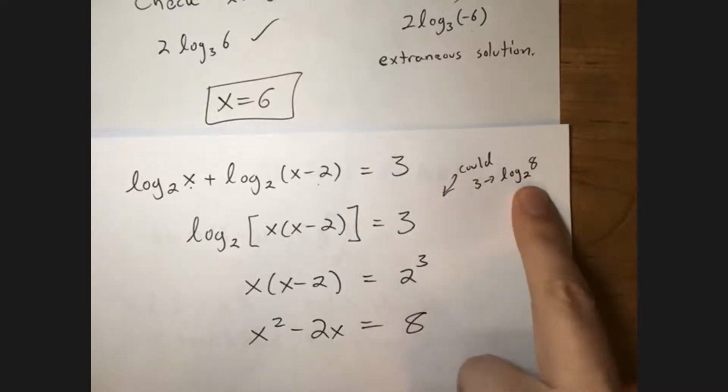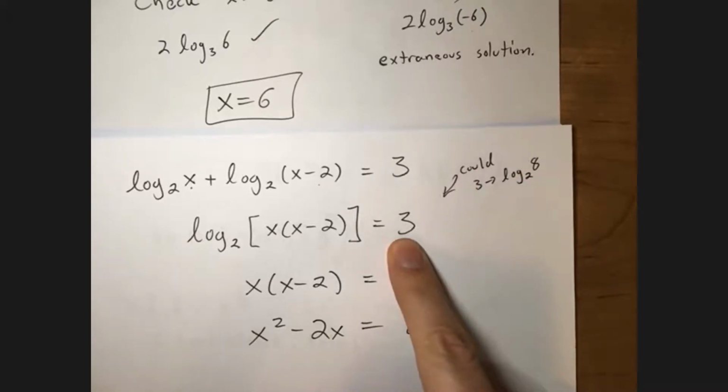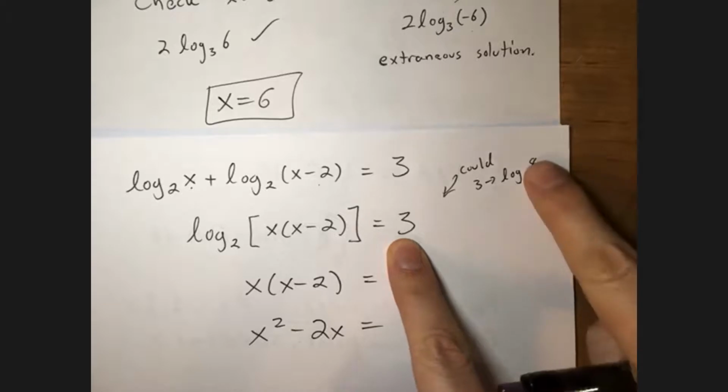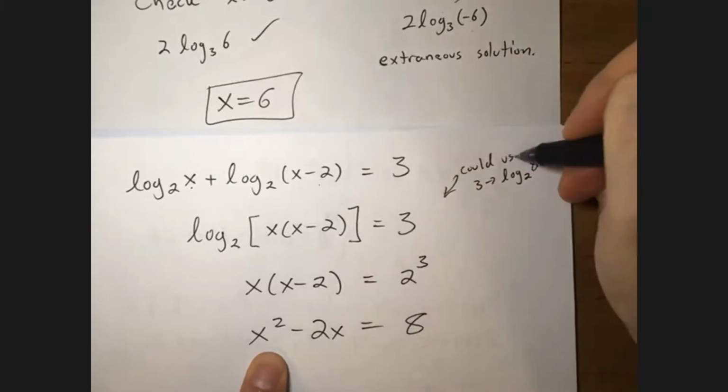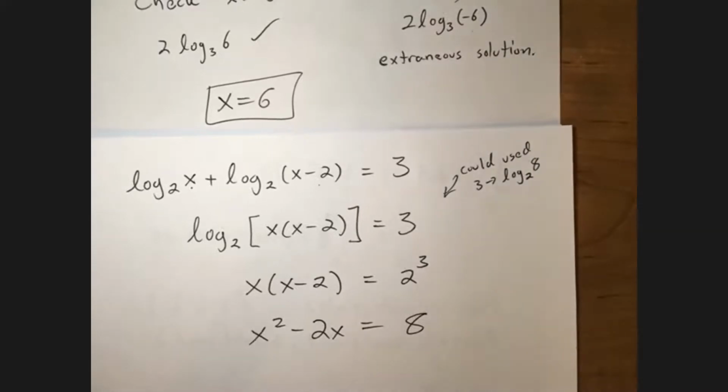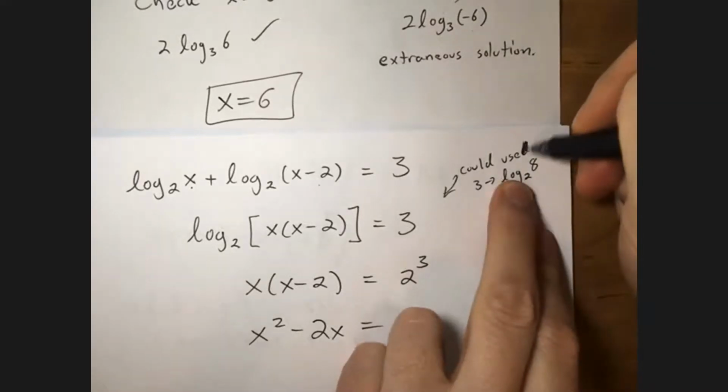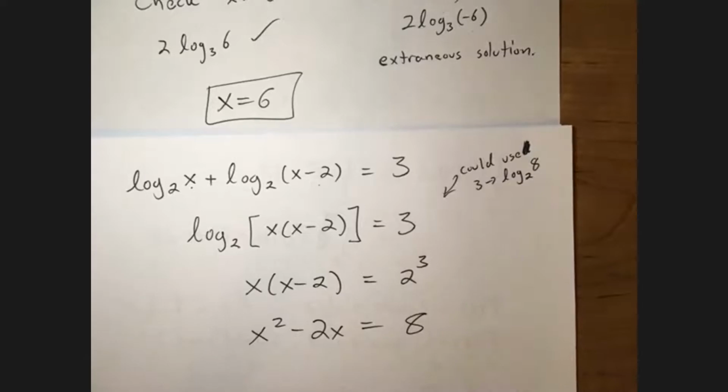If I had just plugged in log base 2 of 8 over here and used the one-to-one property, I also would have gotten to here. So I could use this right there, or you could do it the way that I just did it right here. There's kind of two options, okay? But now we got down to an equation that we can solve for x.